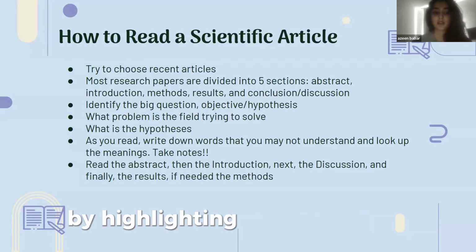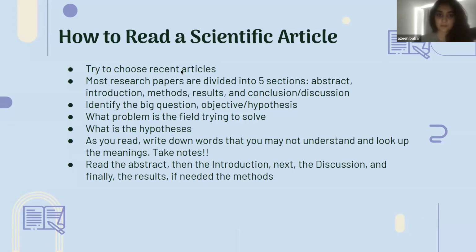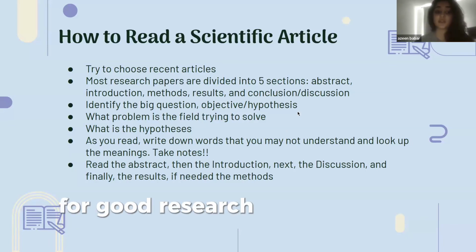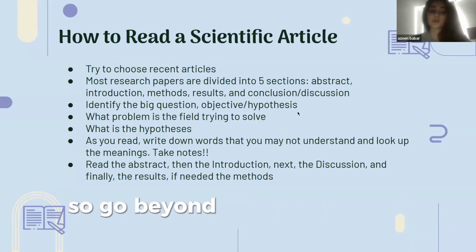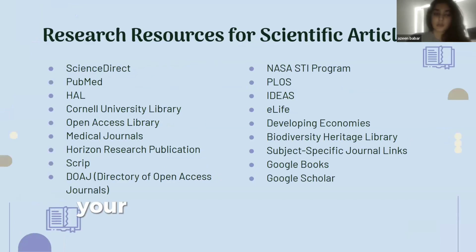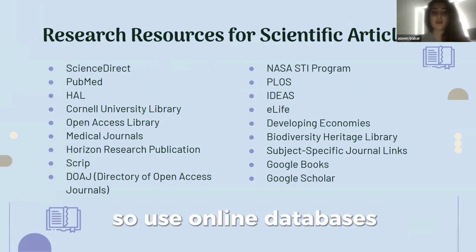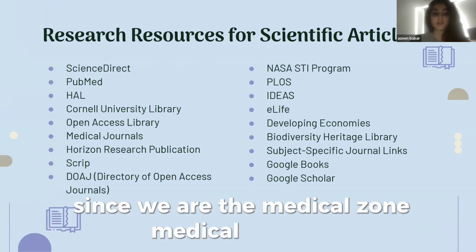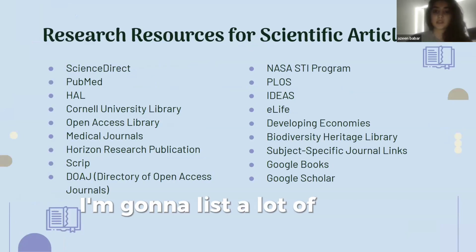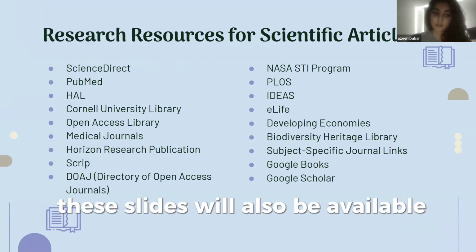Tailoring your approach by highlighting what's essential is a sign of strong comprehension. For good research, you need good sources, so go beyond what your school library provides. Your school library is the best place to start, but those websites are usually hard to navigate. So use online databases. Since we are the Medica Zone, medical field, I'm going to list a lot of science databases here. These slides will also be available later.